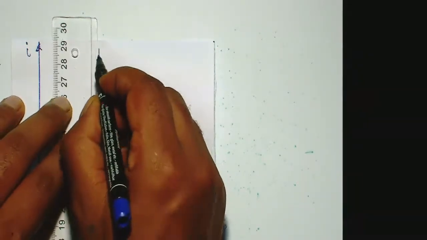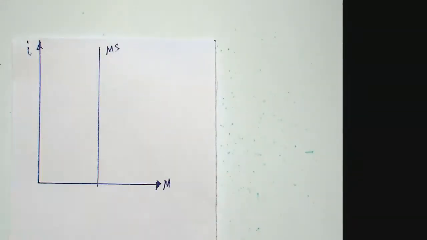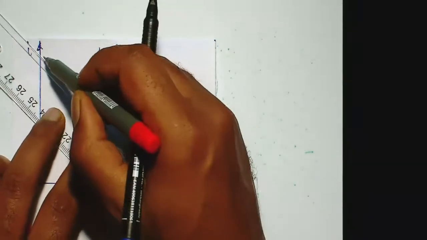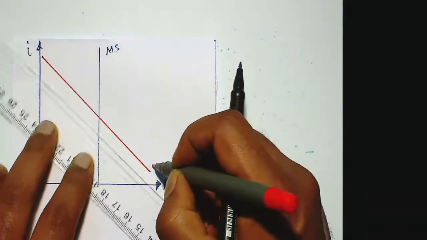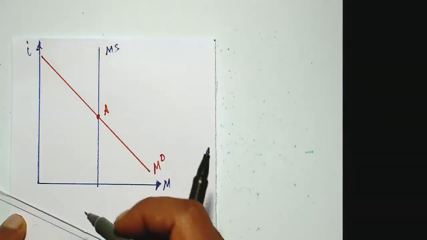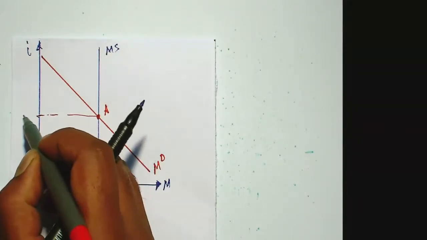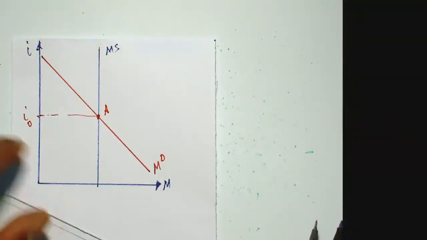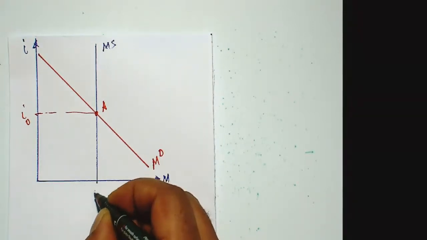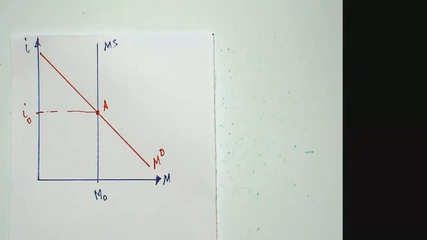and our vertical money supply curve, as we have been seeing so far. And we still have money demand, which is drawn with red color here. So we have an initial equilibrium of point A, where at this point our interest rate is indicated to be I0, and at this point we have stock of money to be M0.